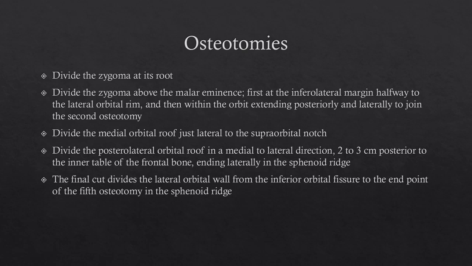The fifth cut traverses the posterolateral orbital roof in a medial to lateral direction, approximately 2 to 3 centimeters posterior to the inner table of the frontal bone, ending laterally in the sphenoid ridge. The final cut divides the lateral orbital wall from the inferior orbital fissure to the point of the fifth cut in the sphenoid ridge. After these osteotomies, the orbital zygomatic unit is removed in block.